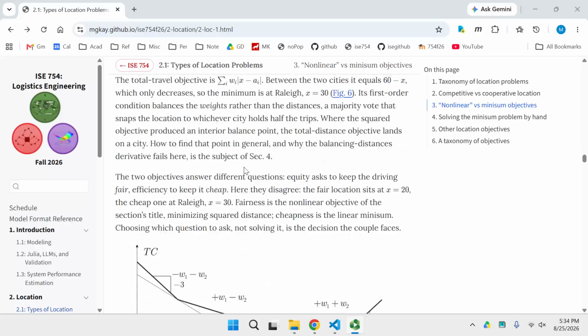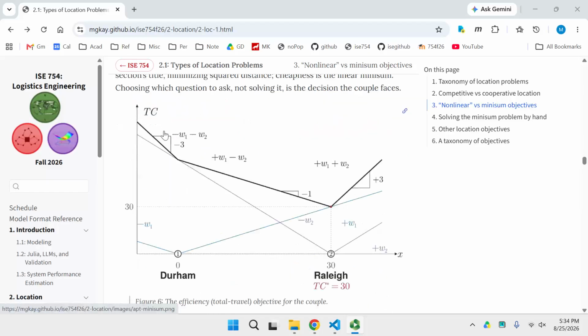The location that minimizes that is actually this piecewise linear objective function. This represents the total distance traveled for all the different locations. And as you can see, locating in Raleigh is the point that minimizes the total distance. In this case, it's 30 because that's the distance for the one trip from Raleigh to Durham. So that's the efficient solution.